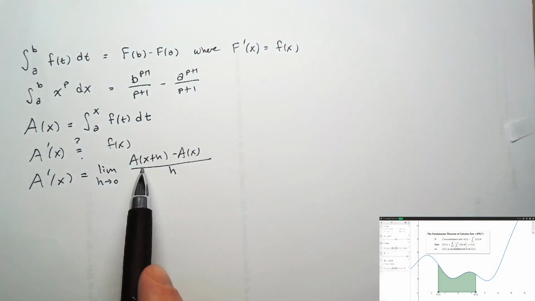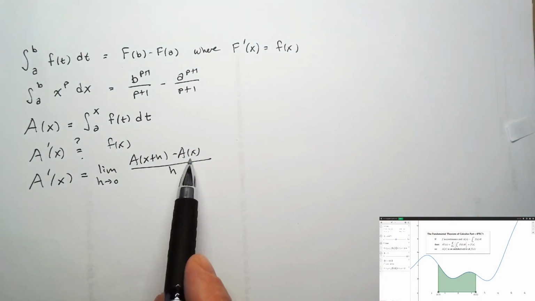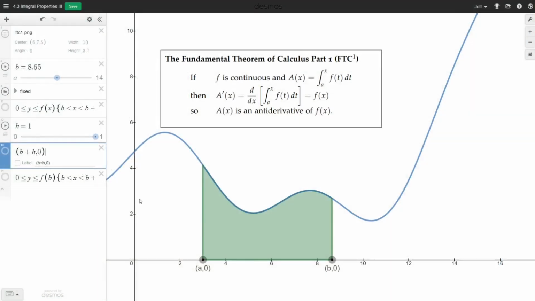Now, what does A of x plus h minus A of x represent? We can think of, say, capital A of little b as this area, and then capital A of b plus h would be all of the green area plus the red area. So the difference between those two values would be this red area right here. Now, how could we estimate that?